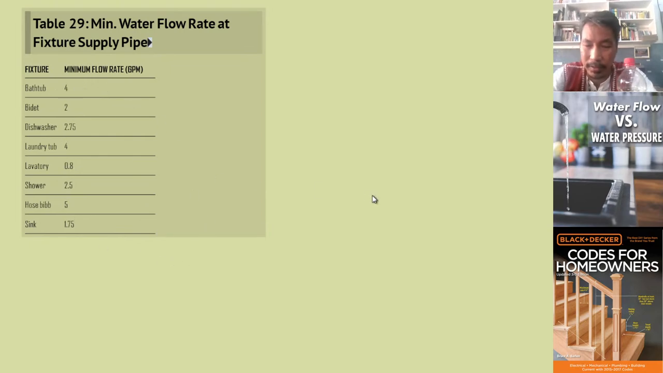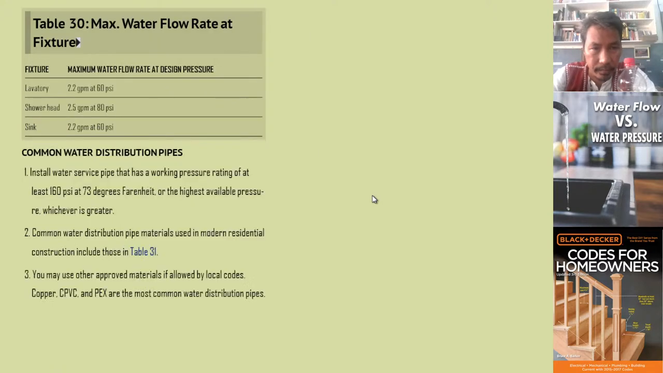Okay, so next is Table 4, maximum. What is the maximum? Lavatory, 2.2 gallons per minute. Showerhead, 2.5 gallons per minute. Sink, 2.2 gallons per minute. So 2.2 to 2.5, and we have 60 PSI to 80 PSI. Those are maximum. Design pressure is 60 PSI. Design pressure per shower is 80 PSI. That is what we mean by this. So please remember the maximum.